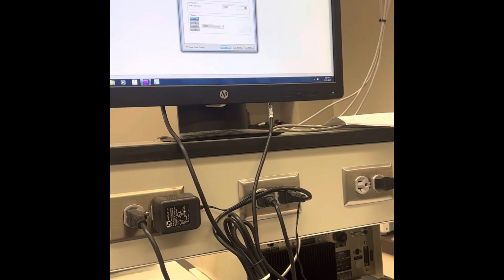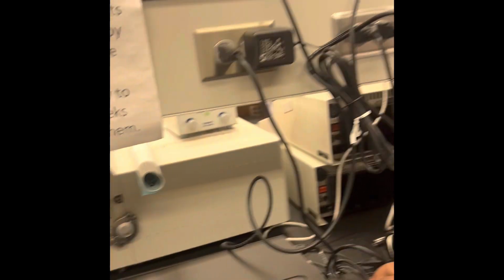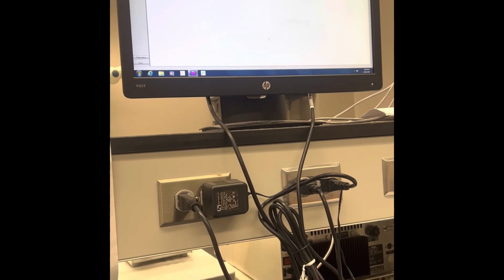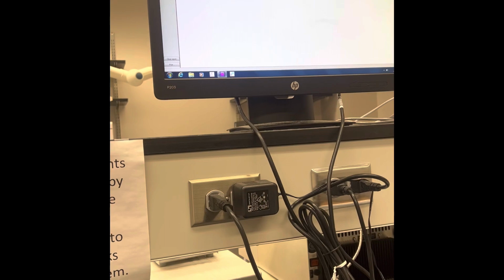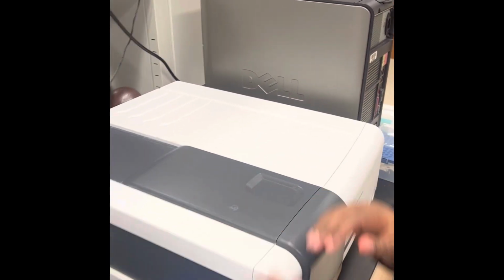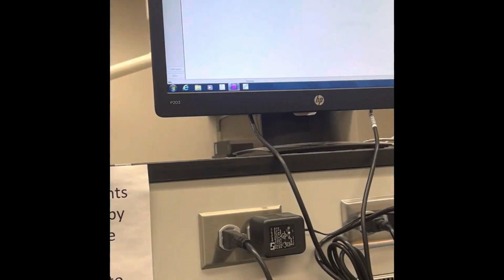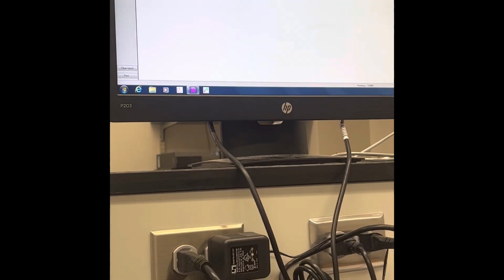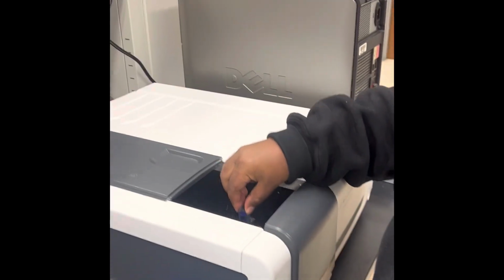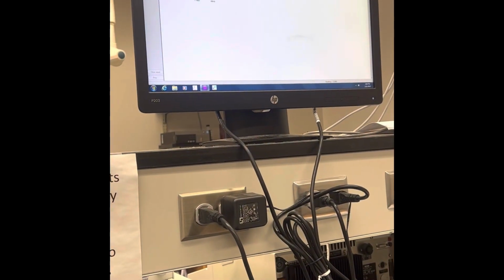So right here, we are just loading the blank, and we start off by cleaning both sides of the cuvette with a chem wipe and closing the door and loading it. From there, we load our stock solution, and of course, after wiping with a chem wipe and closing the door and getting a read on that as well.